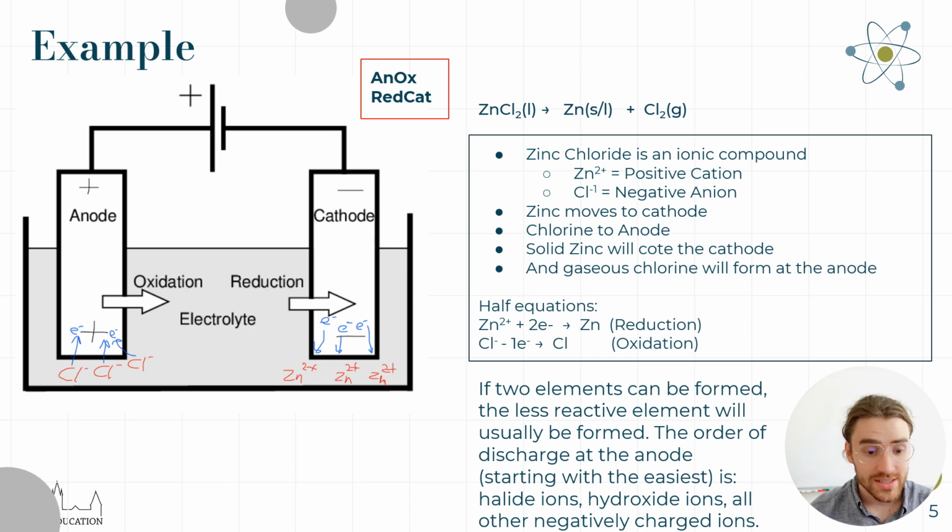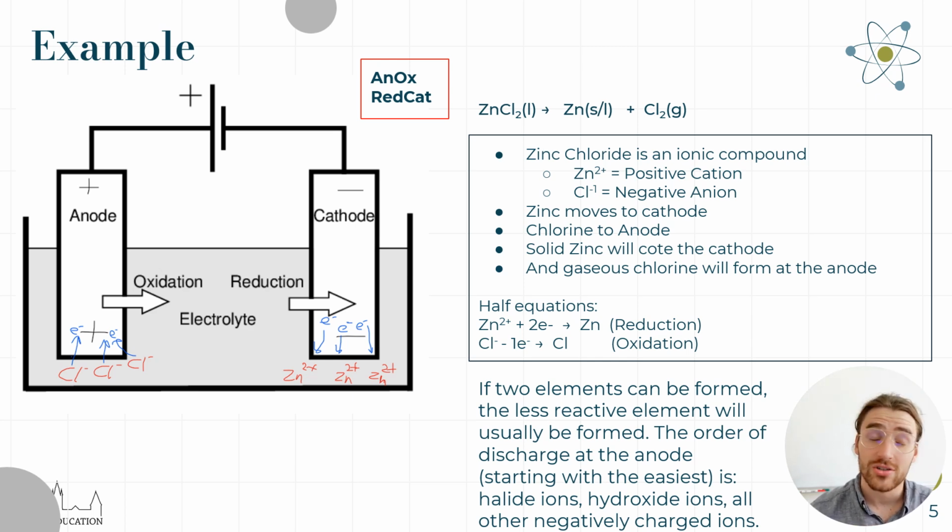In this case, our chloride is going to be our negative anion. It is attracted to the positive anode. And why is that? It's because it's going to give up its electrons to become chlorine by itself. So two chloride ions are going to give up their electrons to the anode. They're going to then bond together, and chlorine gas will form around the anode.